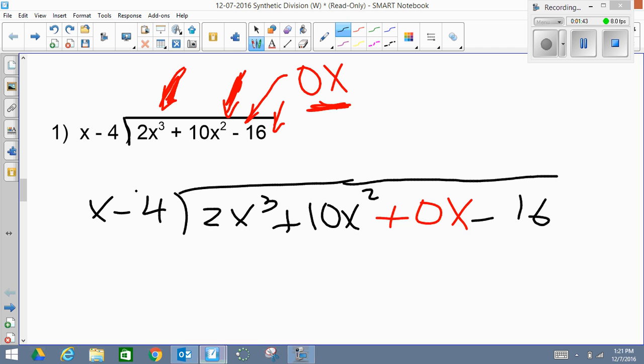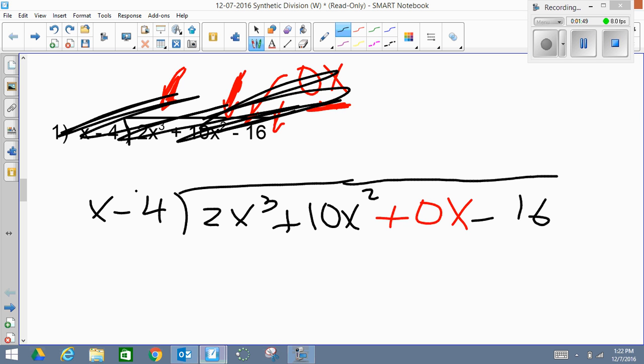Now we just start dividing. How do we divide this thing? We take the first term divided by the first term. So now let's forget about this. This is gone already. Now I don't need it. Now my first step to divide is I take my first term divided by my first term. So that means 2x cubed divided by x.